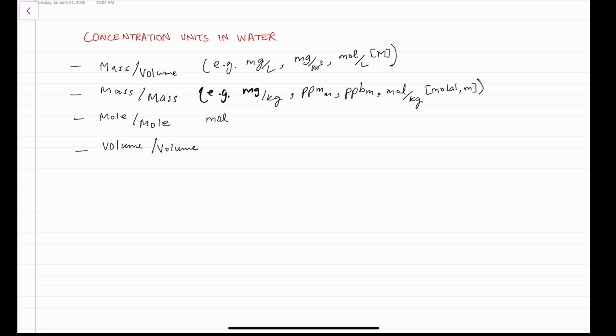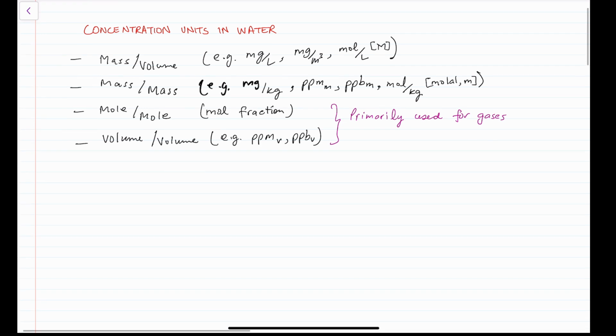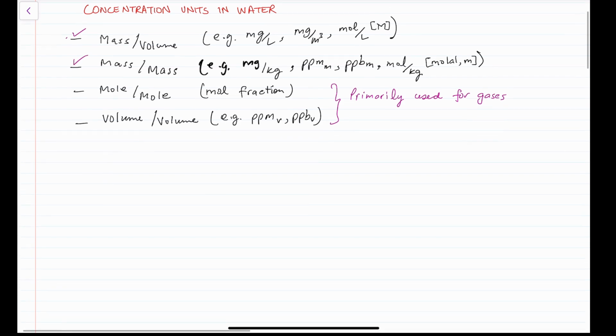And then this is simply the mole fraction. And this is volume fraction. For example, ppmv or ppbv. This is on a volume basis. And these are primarily used for gases. So we won't be using a lot of these for water, and we use mostly these first two for water. Let's take some quick examples.